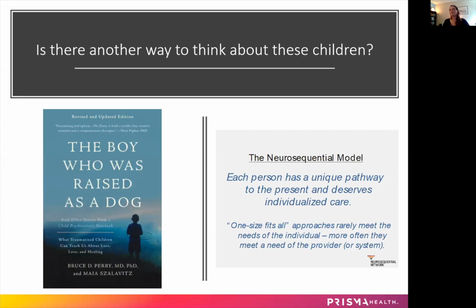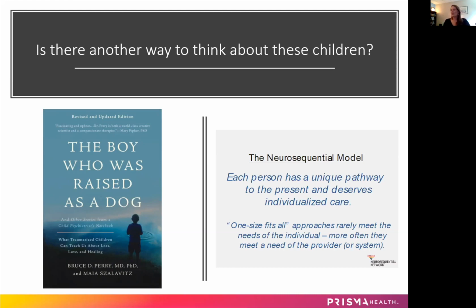I had been thinking a lot about, is there another way to think about these children? And I had the good fortune at that time, I was working at the Center for Child Protection. And the center there at that time was becoming certified in something called the neurosequential model of therapeutics. And this model was developed by Dr. Bruce Perry, who you saw in the First Impressions video. He's interviewed throughout that video. And he is an MD, PhD, and is just a phenomenal human and world-renowned, he doesn't like when I say world-renowned, but it's true, specialist in trauma.